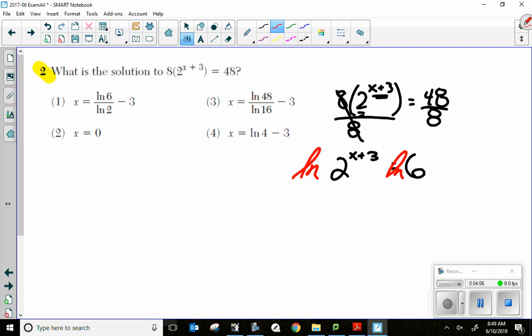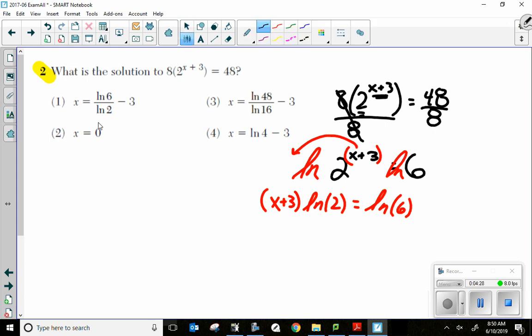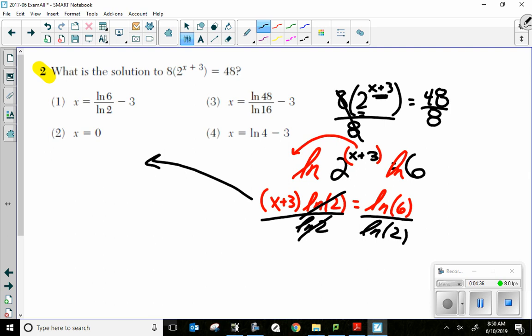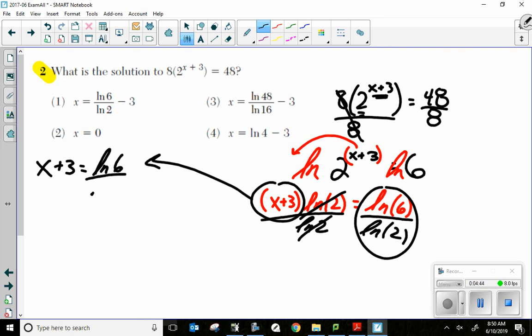I'm taking the natural log of both sides. When I take the natural log, this can come down and be a lead term. So I have x plus 3 times the ln of 2 equals the ln of 6. Now I've got to solve for this x and start stripping things away using opposite math. Divide by the ln of 2. I've got x plus 3 equals the ln of 6 over the ln of 2.